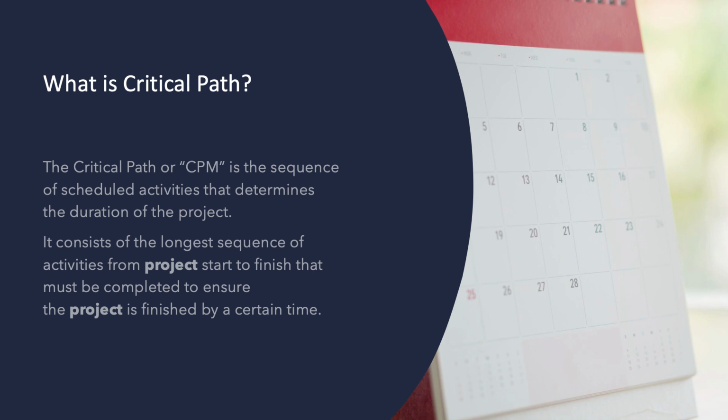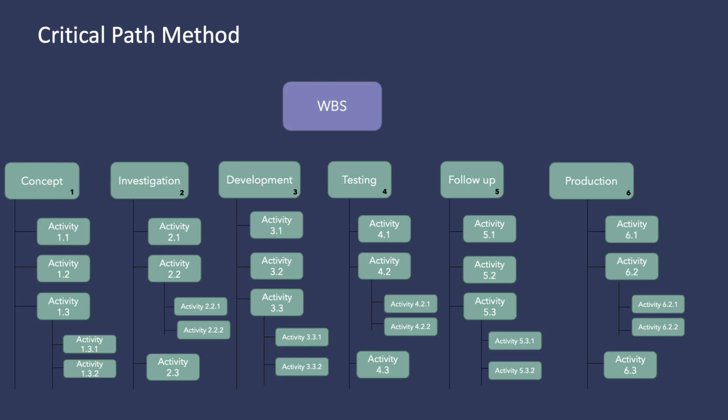It consists of the longest sequence of activities from project start to finish that must be completed to ensure the project is finished by a certain time. First of all, we need to understand what kind of activities we have, right? So for that, we need to prepare a WBS, or work breakdown structure, that illustrates the whole picture, all of the work that needs to be accomplished.